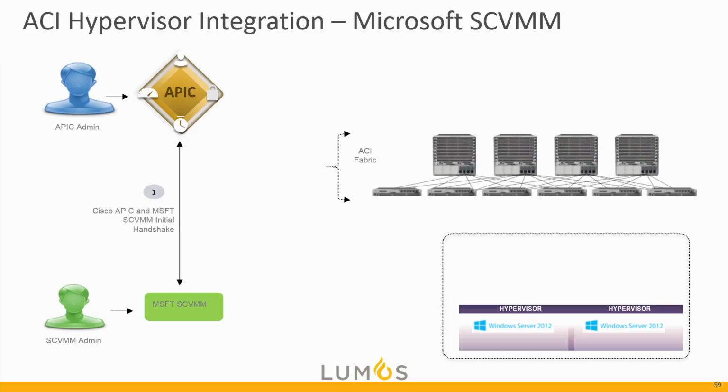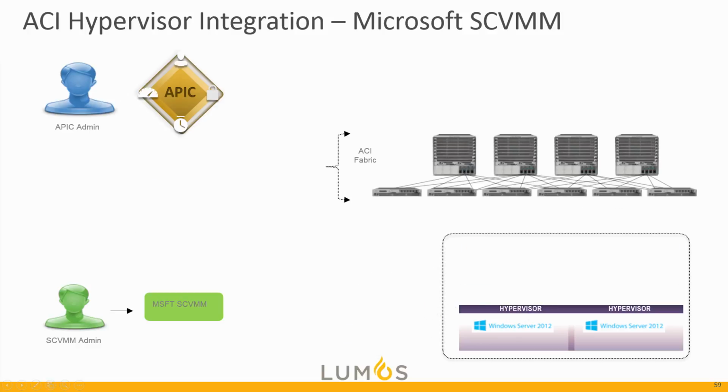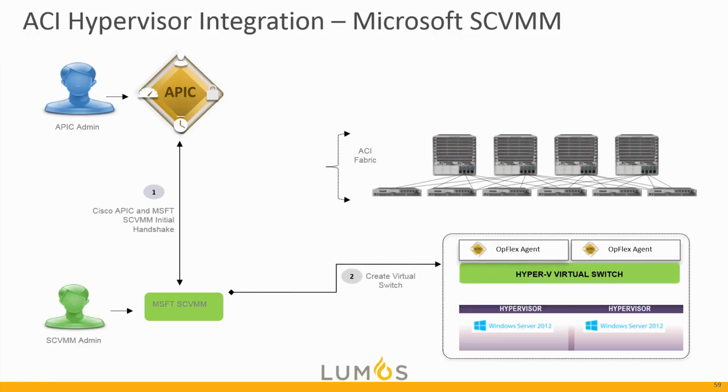So once we've done that, we've created our VMM domain, and the Cisco APIC and Microsoft SCVMM do an initial handshake, then this is going to create a virtual switch, so a Hyper-V virtual switch. At this point, the SCVMM will get involved, and they will attach the hypervisor to that virtual switch, just like adding hosts to a DVS in VMware.